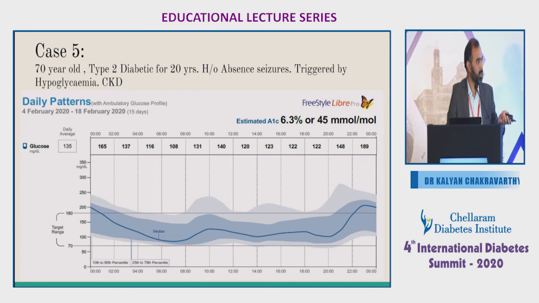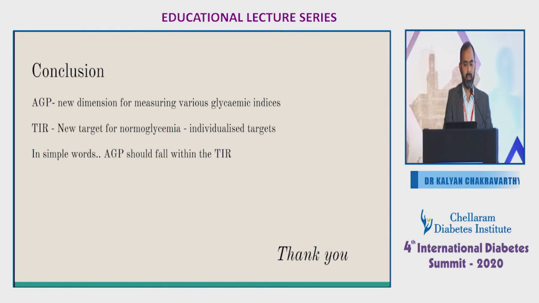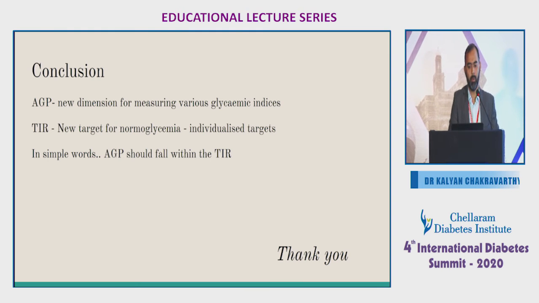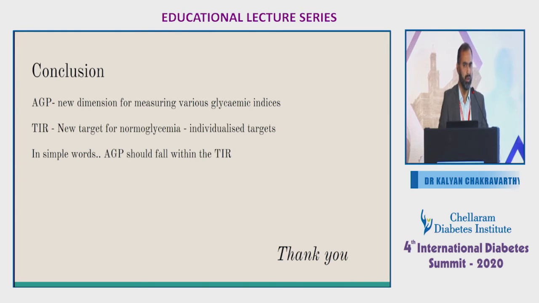So these were some of the cases that I have. In conclusion, AGP is a new dimension for measuring various glycemic indices. Target range, as my previous speakers alluded, is a new target for normoglycemia, and there are individualized targets for different sets of type 2 or type 1 diabetic patients. So in simple words, AGP should fall within the TIR, and if we aim for this, we can have good glucose control for our patient.